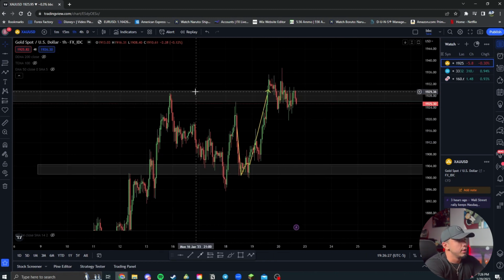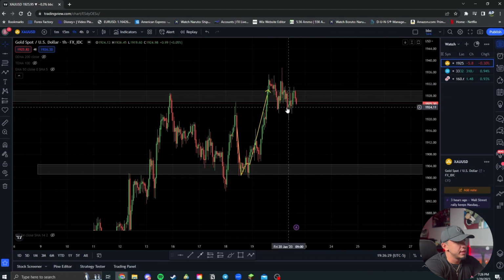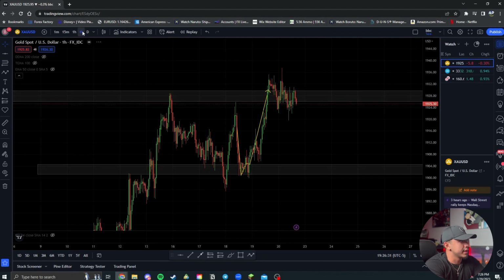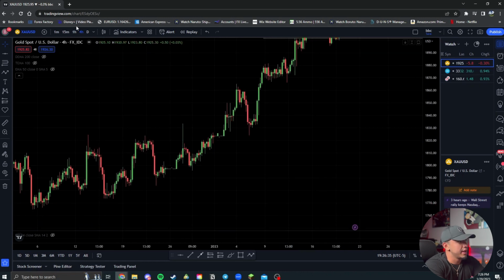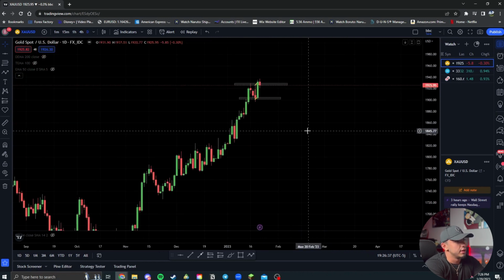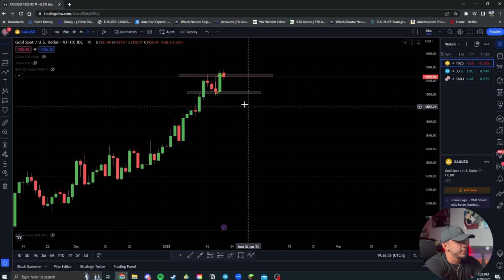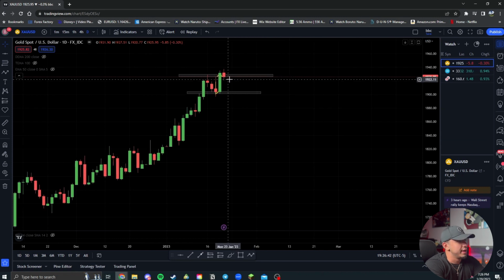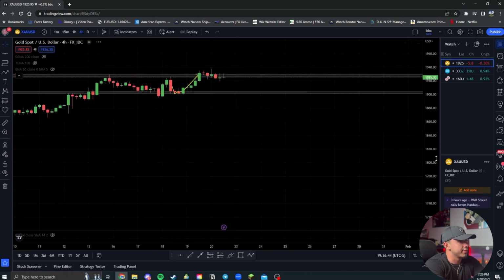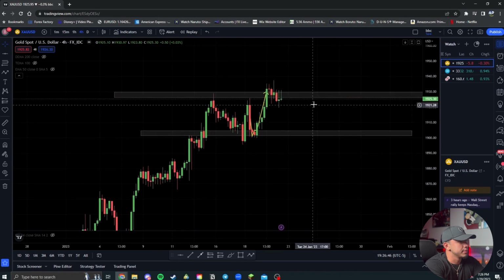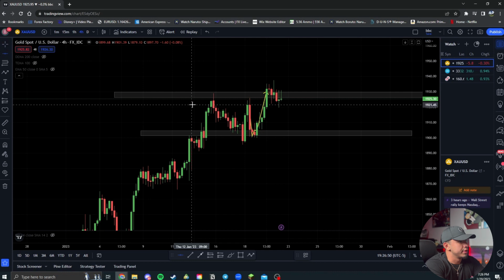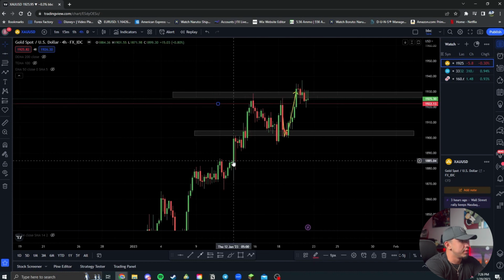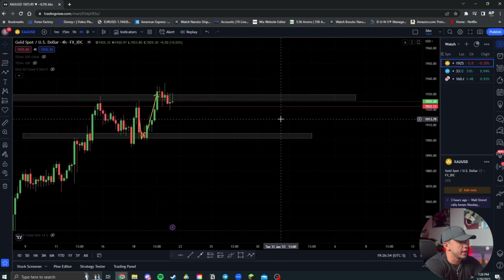Because even though we did reject this zone up here, we do have a lot of buying pressure, right? Like if you go to the 4 hour, we've been buying for days. Go on to the daily. Look at all this buying pressure. This could simply just be a pullback. Now, what I would look at this pullback for is I would end up putting a resistance area right around here off of these two bodies and try to use that as an entry.